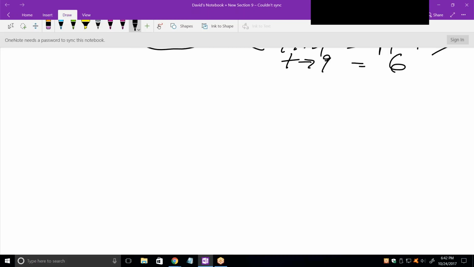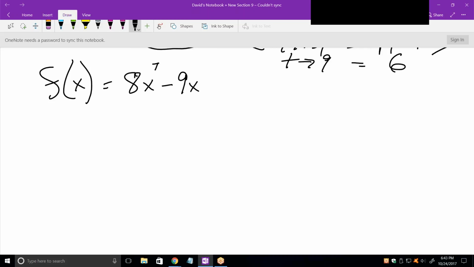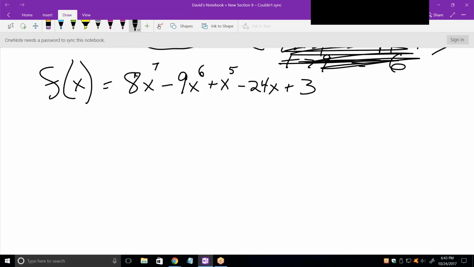So it says, show that f of x equals 8x to the 7th minus 9x to the 6th plus x to the 5th minus 24x plus 3. This is going to be an easy problem. So show that that function has a 0 on the interval of 0, 1.